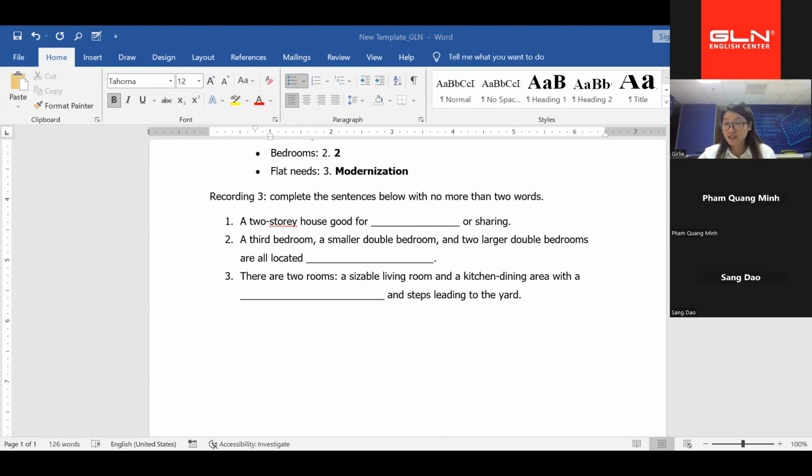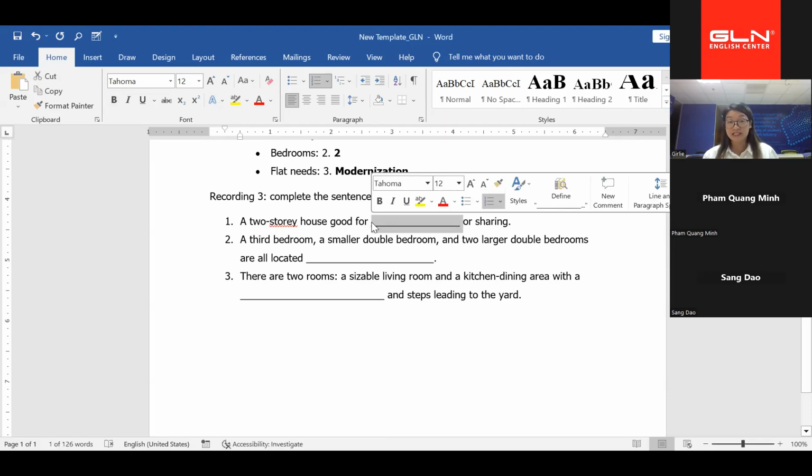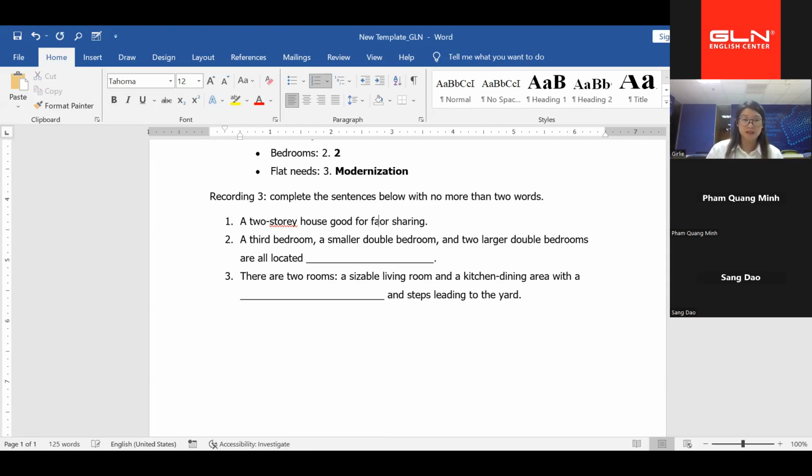Okay, the answer here actually is family. A 2-story house, good for family or sharing. So sharing, of course, that means for maybe classmates or friends like that. Okay, the answer here is family.